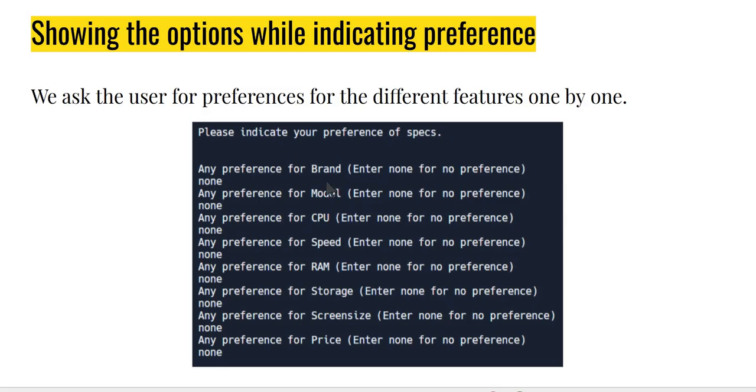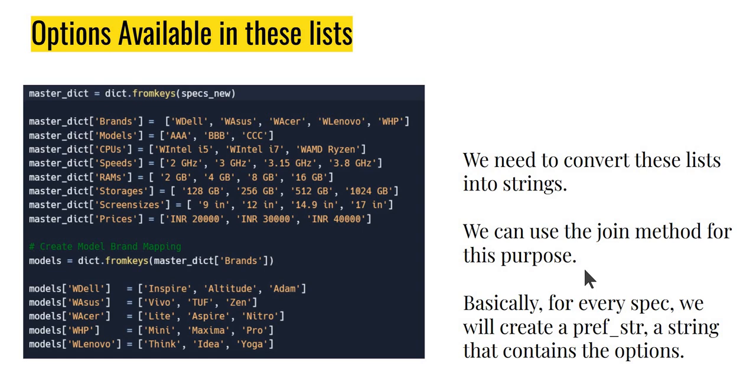Because if I just ask what are the preferences of brand, how would you expect the user to know what brands are available? Likewise for model, for CPU, and so on. The good thing is that this information is in fact already available to us because, as we have seen, all of this is coming from lists. For example, we know the brands are these, which are part of the master dictionary. Models are this, or in case you've done brand model mapping, it could be something like this. CPUs are only these three. Of course, there could be many more, but nonetheless, they're all coming from these lists.